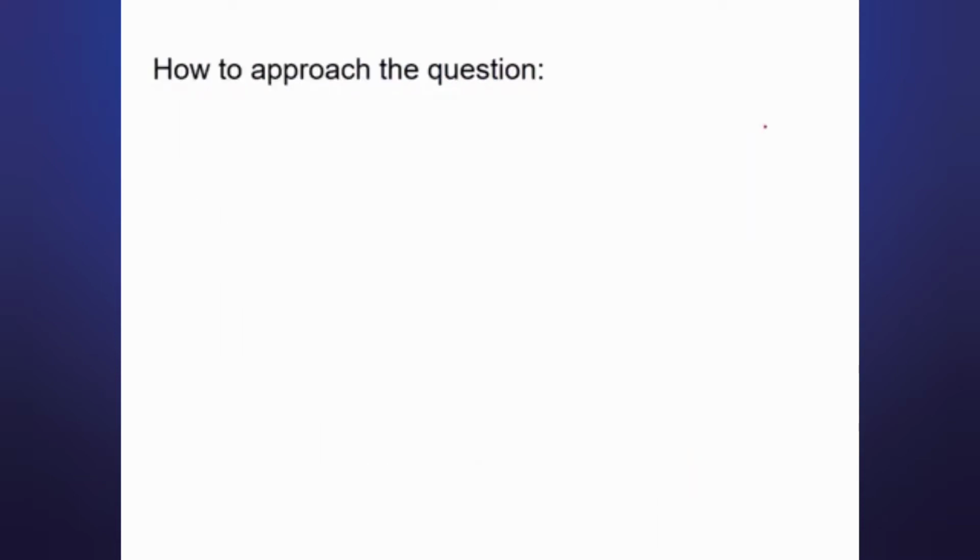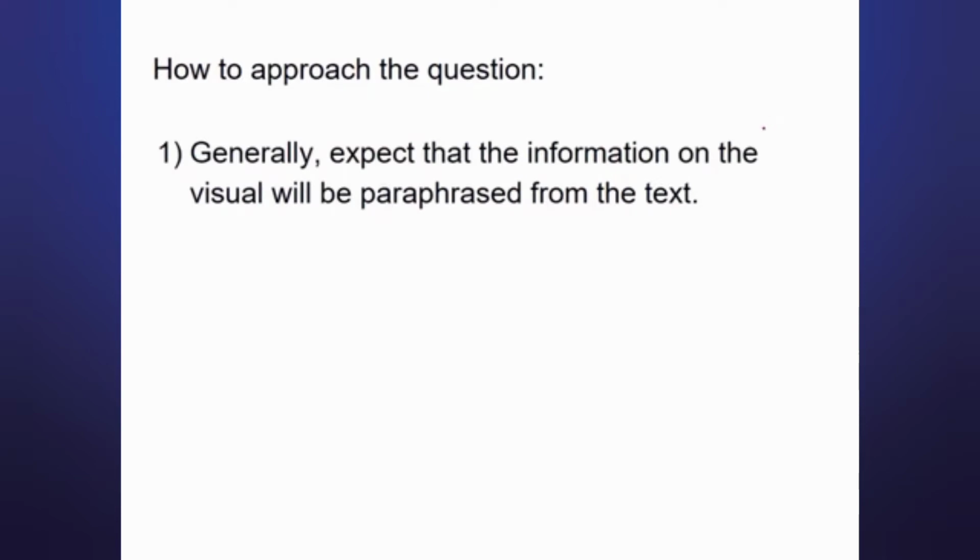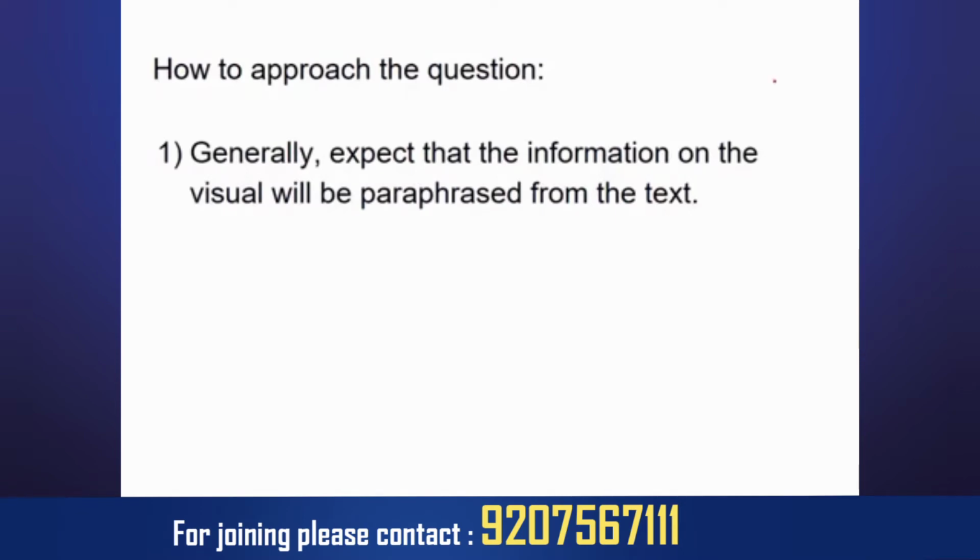All right, some approaches to this question. Number 1, generally you can expect that the information in the visual will be paraphrased from the text. IELTS is not going to just give you a lot of the same words on the visual that you found in the text describing the visual. They're going to test your language by seeing if you can understand the paraphrases. So expect that the labels provided to you will be paraphrased in some way. They will often give you some of the same words so that it gives you a few clues of how to find the answers. But do expect that much of the language you see on the visuals will be paraphrased.